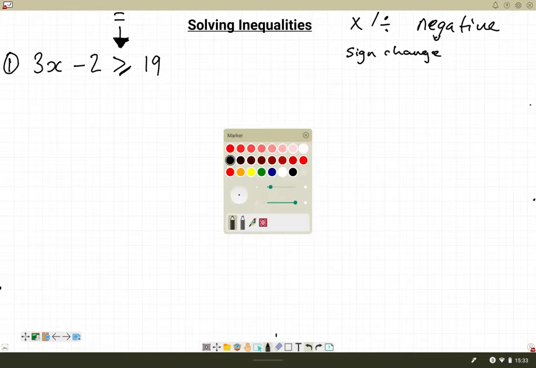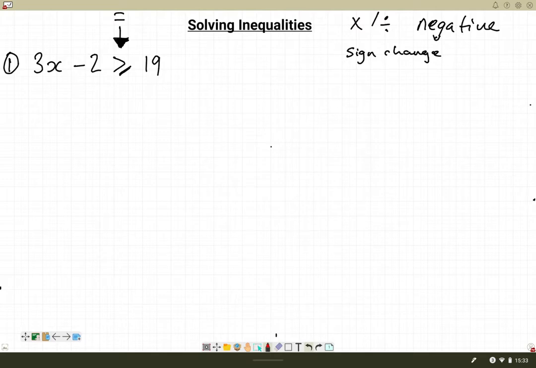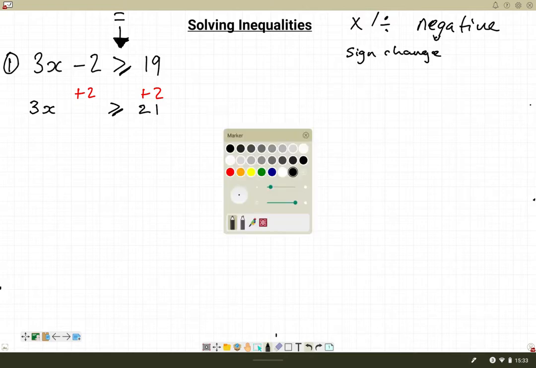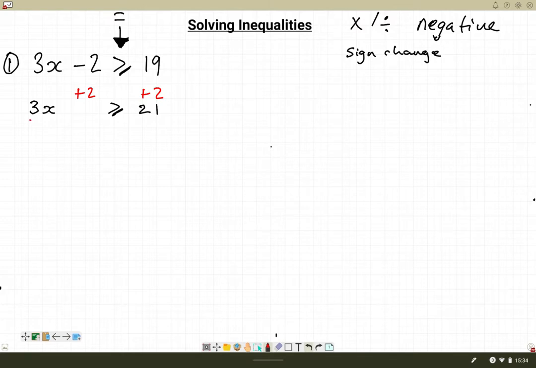Do this the same way you would solve equations. So the first thing I'll do, plus 2 on both sides. That gives me 3x is greater or equal to 21. So see guys, instead of an equal sign, I'm keeping the inequality sign. Then both sides I'm going to divide by 3. So again, answer of x is greater or equal to 7. So that question is done.